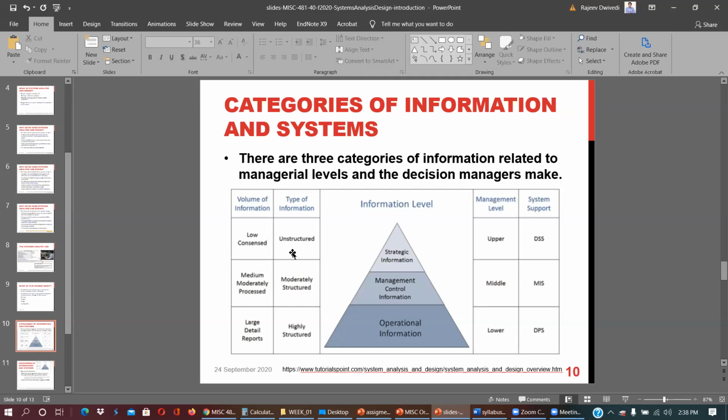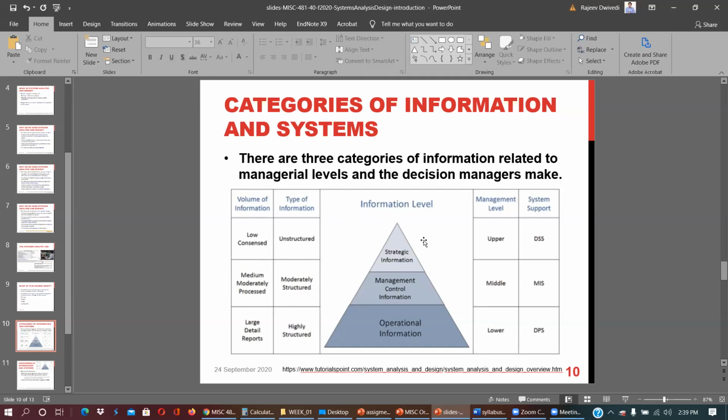Moderately, or semi-structured, includes part structured and part unstructured, where they use information which is not completely structured and not completely unstructured. So basically, these are the types of information.